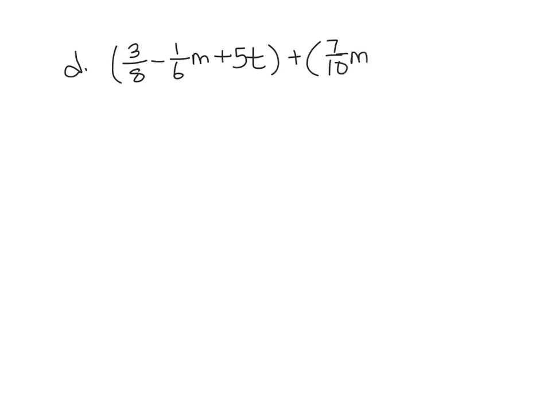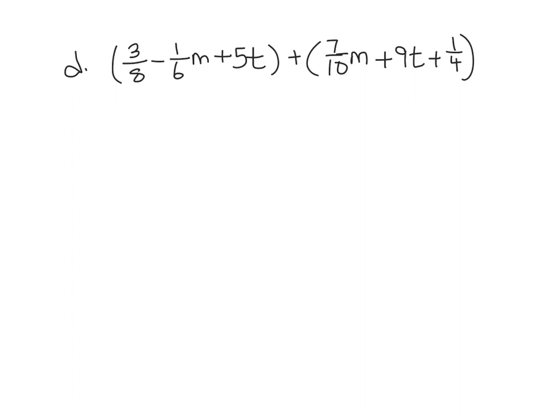So let's take a look at D. It seems to be more complicated, but really all letter D is just a series of fractions, and you just have to make sure that you get a common denominator where needed. So let's check that one out. All right, so what I notice here immediately is that I do not have a case where I need to get a common denominator for all four of those fractions.